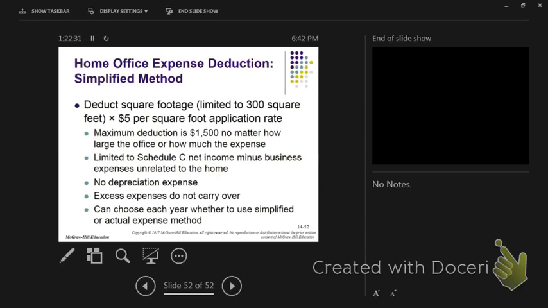You can choose either one. You don't have to use the same one from year to year. So you can start off simplified and then realize you need to get more complicated.